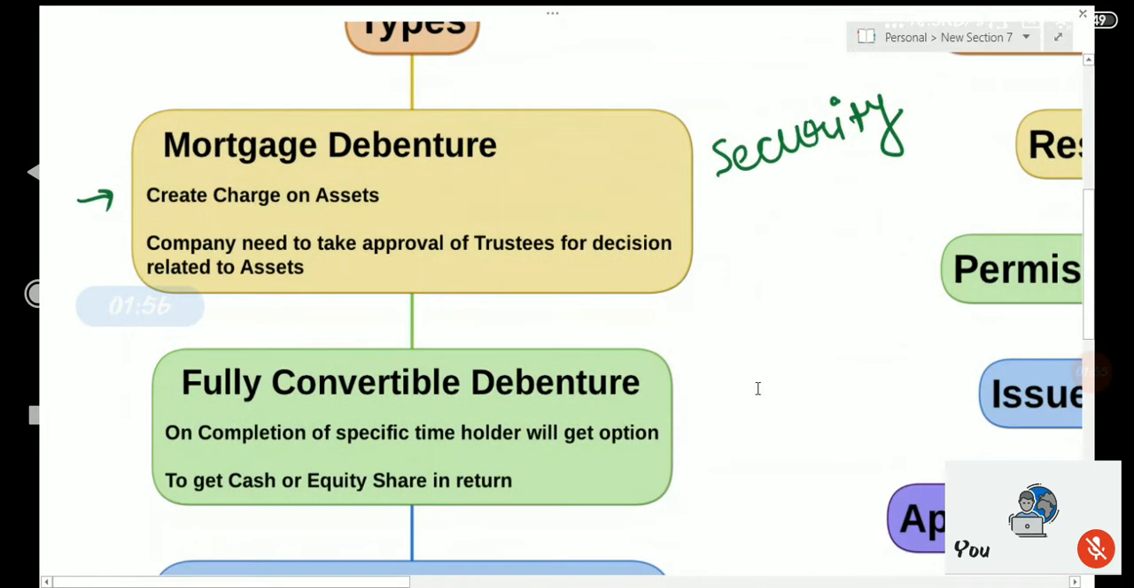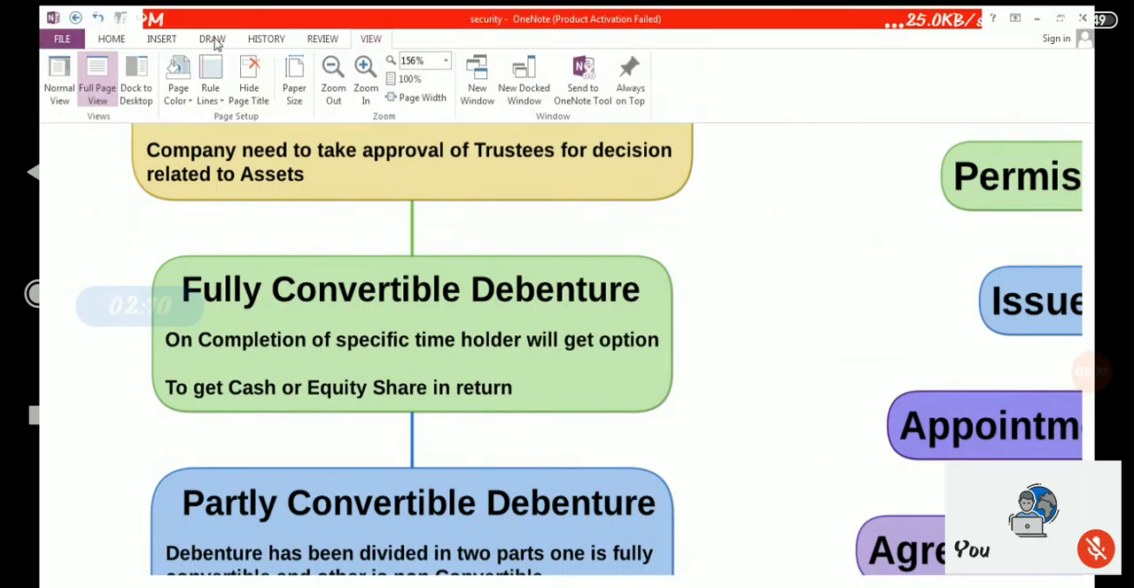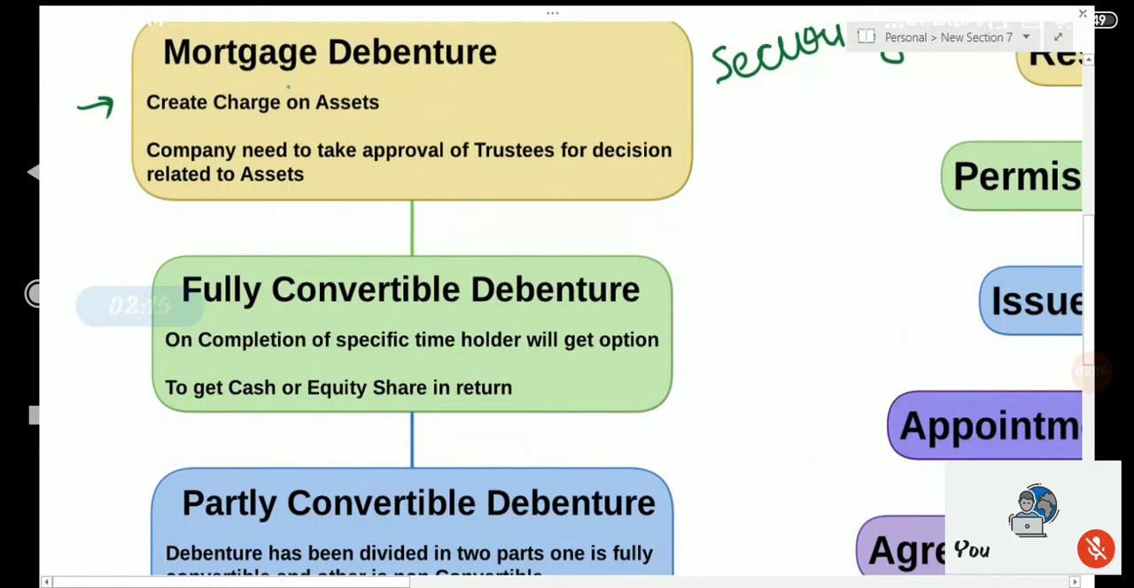Okay, fully convertible debenture. There are some debentures companies issue which will get converted to equity shares at the time of redemption. Means if the company has issued debentures for a total duration of say 10 years or say 15 years, then after 15 years these debentures will get converted into equity shares. Here debenture holders will get two options. One, they can convert their debenture into equity shares, or they will be able to get cash against this debenture.